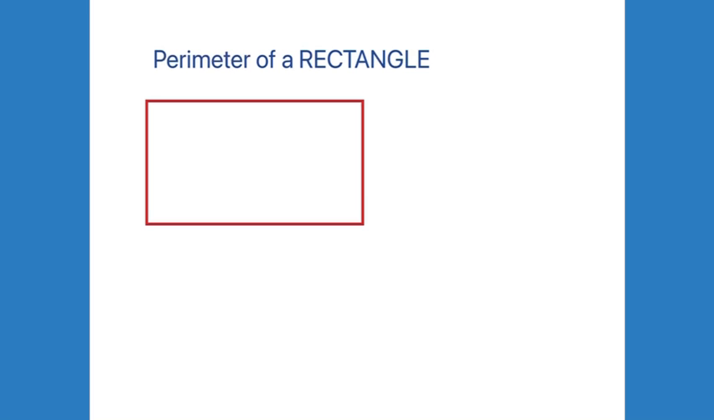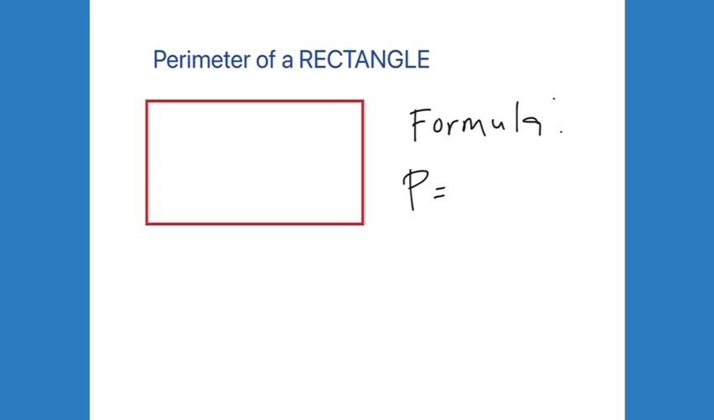Now let's proceed to the perimeter of a rectangle. A rectangle is a quadrilateral whose two opposite sides are equal. Properties of a rectangle. All interior angles are right angles. Opposite sides are equal. Opposite sides are parallel. The diagonals are equal.